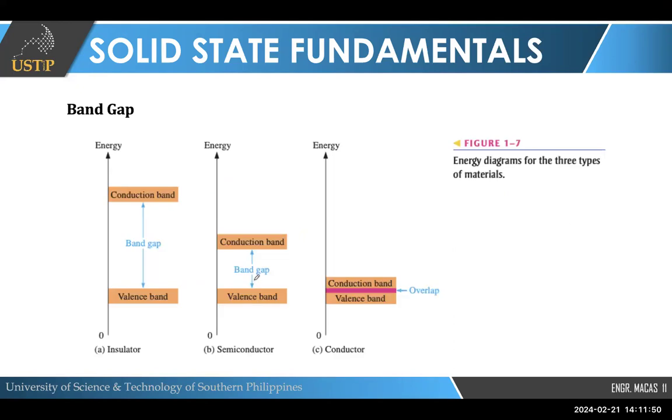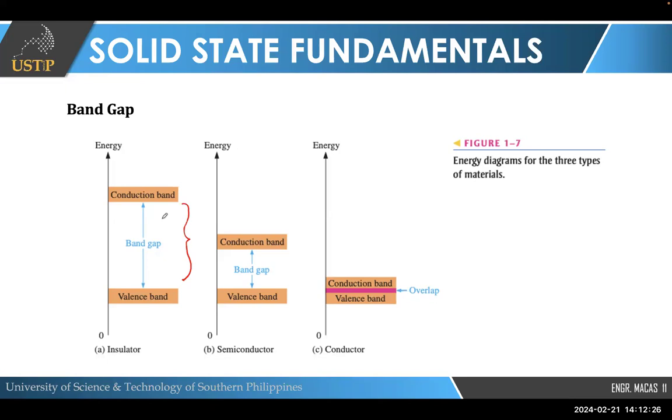So to visualize it, if this is your energy on the y-axis, these will be the energy diagrams for the three types of materials. For an insulator, there is a very wide gap between your valence band and your conduction band. In reality it is almost infinite, almost impossible for valence electrons to jump to the conduction band. Meaning, it cannot conduct.